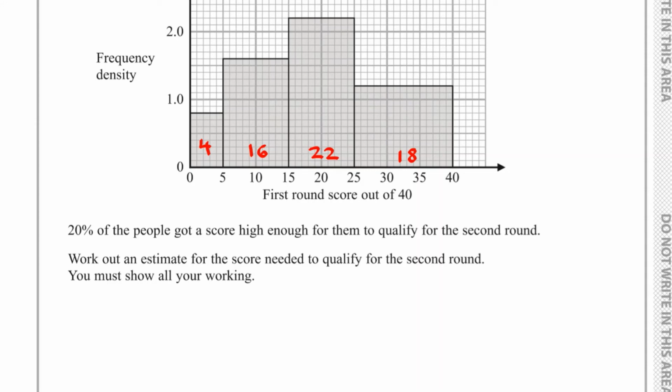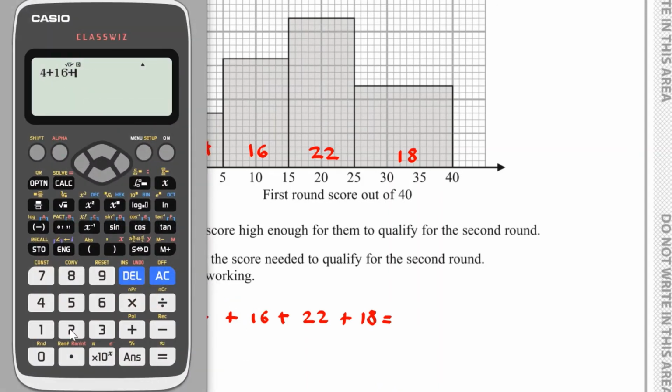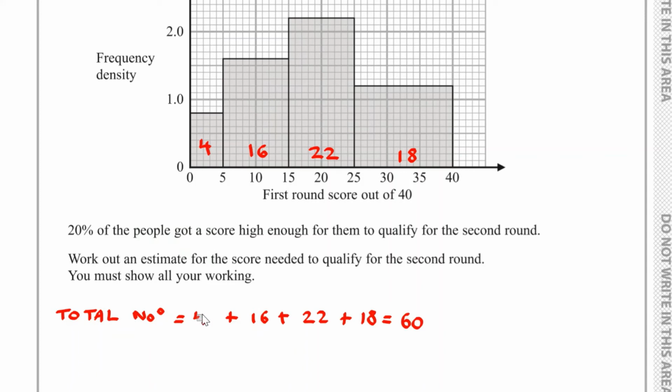And so what do we need to do over here? Well, let's first of all find out the total number of people. I've got 4 plus 16 plus 22 plus 18, and if I work this out, it turns out we get 60. So we've got 60 people in total. Now, 20% of 60 is equal to 12.